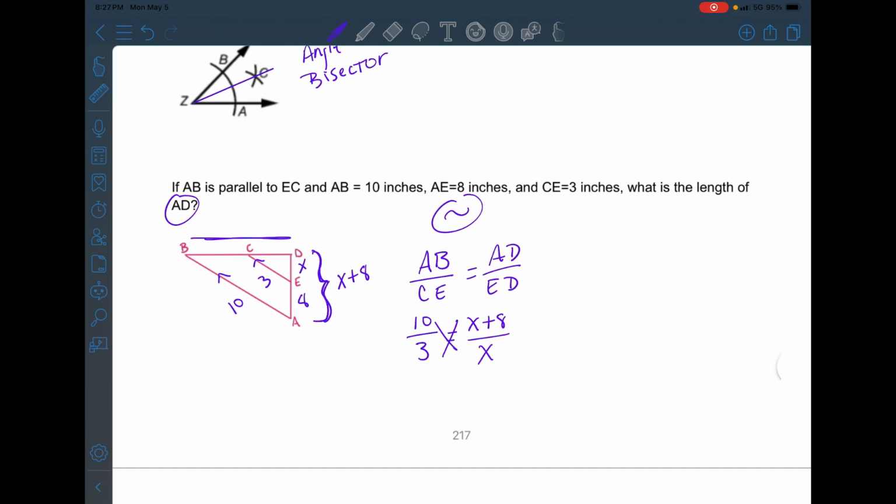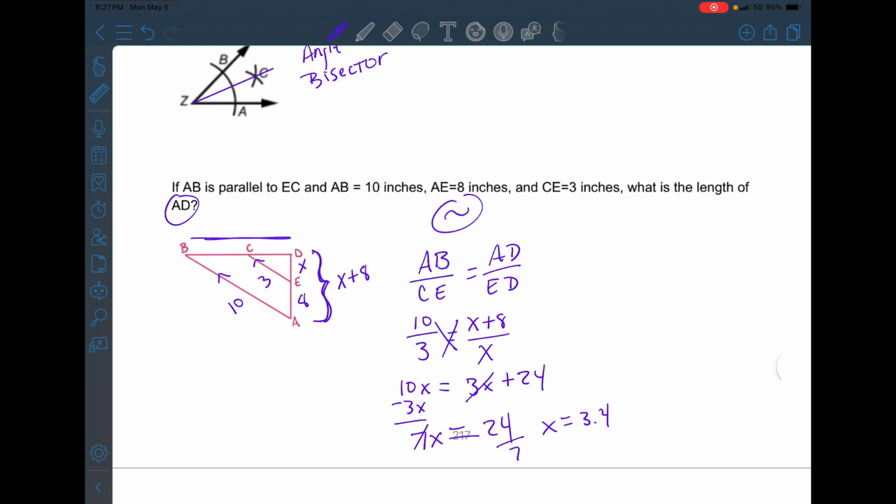So 10 times X gives you 10X. And 3 times X plus 8, you're going to have to distribute. So 3 times X is 3X. 3 times 8 is 24. Now you have a middle school problem. You're just solving for X. So we're going to subtract 3X. You get 7X, and 24 is left over. And then you're going to divide this. So 24 divided by 7 gives you about 3.4.